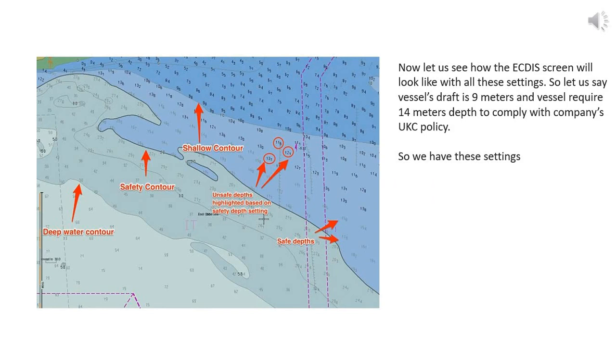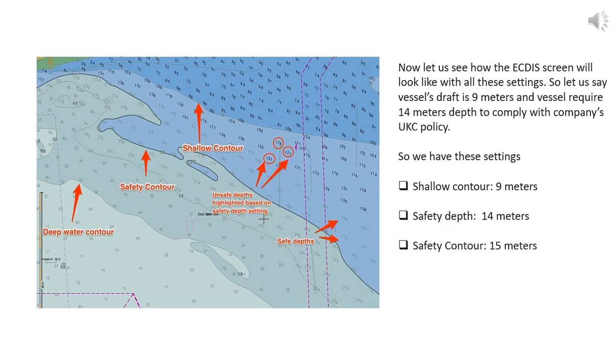Now let us see how the ECDIS screen will look with all these settings. So let us say the vessel's draft is 9 meters and the vessel requires 14 meters depth to comply with the company's UKC policy. So, we have these settings. Shallow contour, 9 meters. Safety depth, 14 meters. Safety contour, 15 meters.